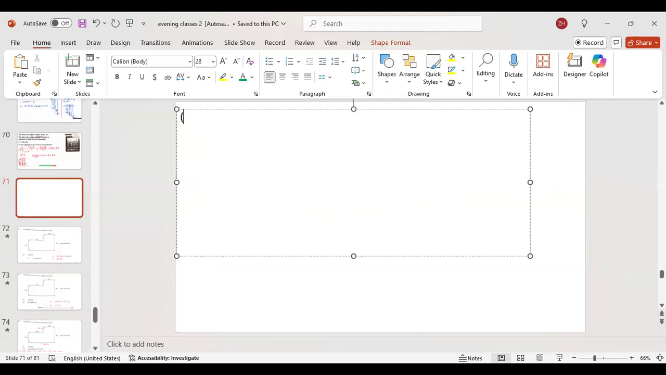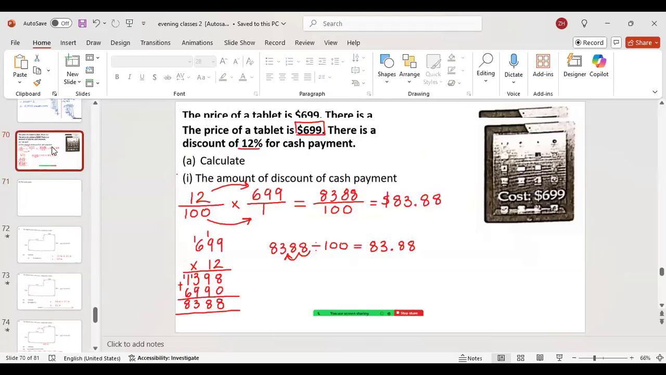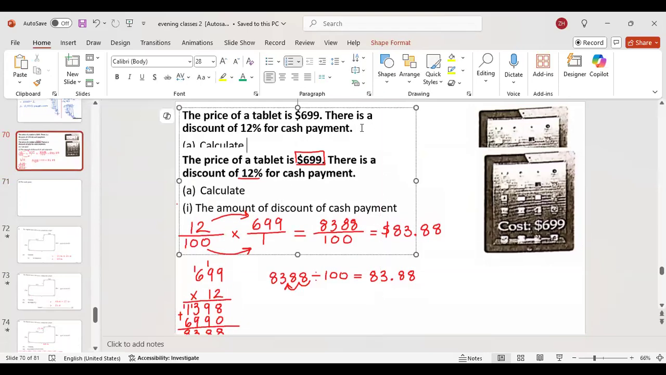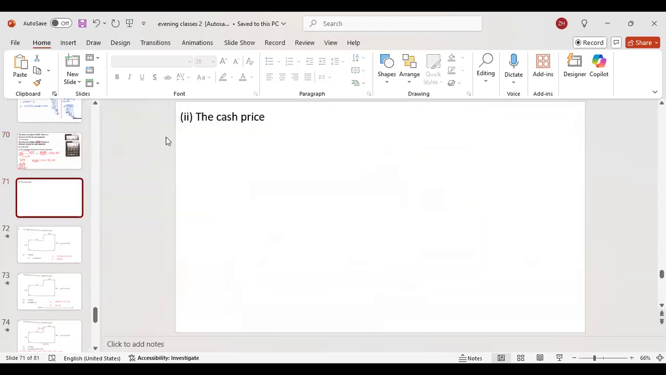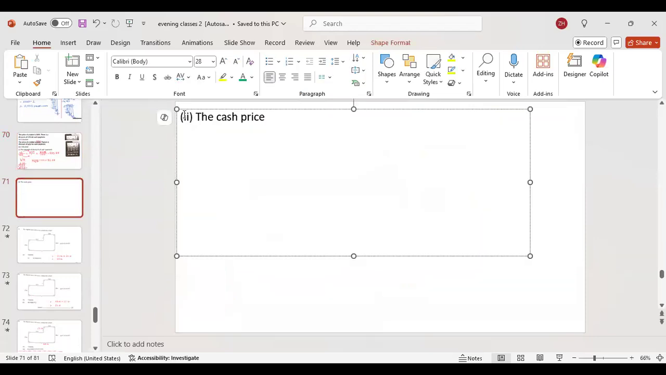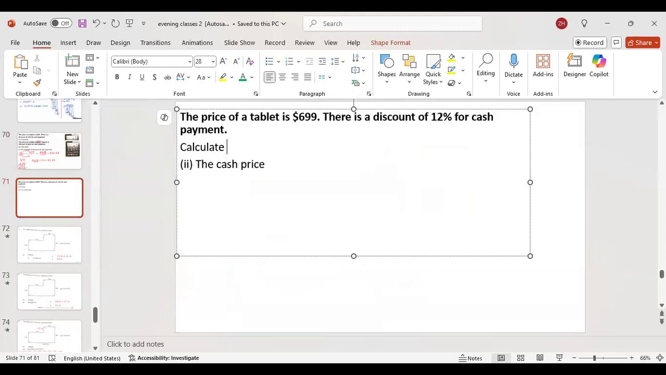And then we want to calculate the cash price. So we already learned, let me just keep this at the top so y'all could know what we're doing. We already learned that you don't have to rewrite it again. Just write the cash price. We already learned that the discount is 12%. But how are we gonna figure out the cash price? If we know the discount is 12%, how do we know what is the cash price?